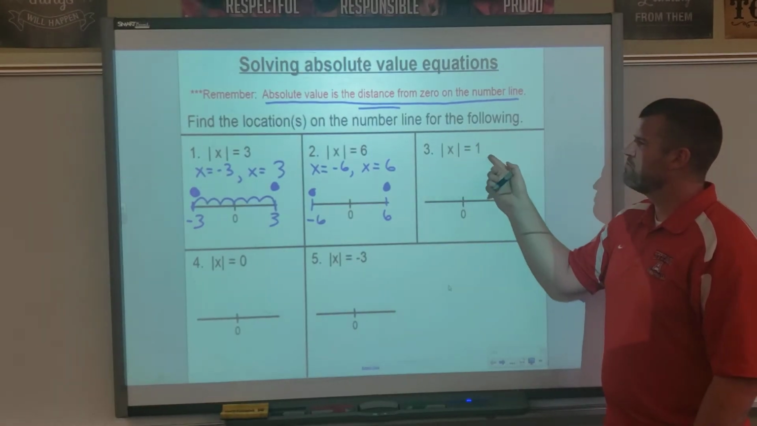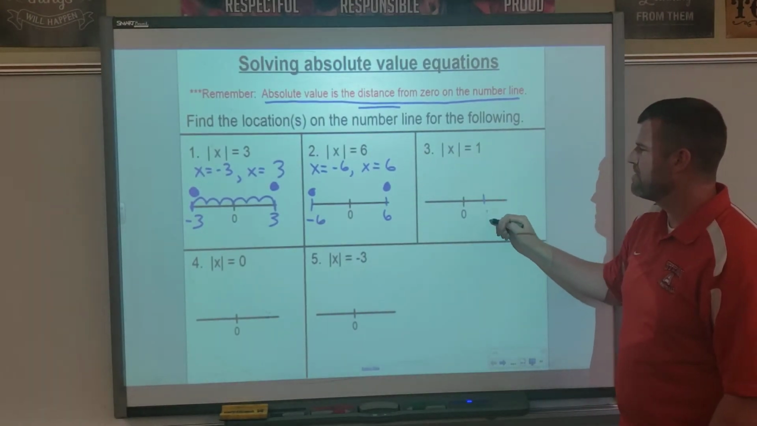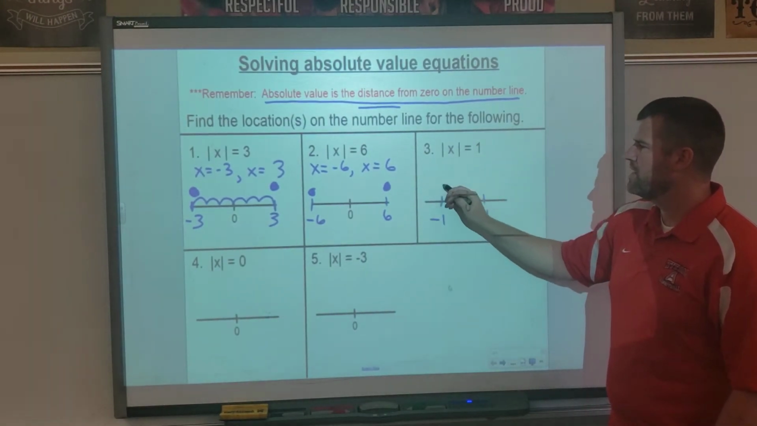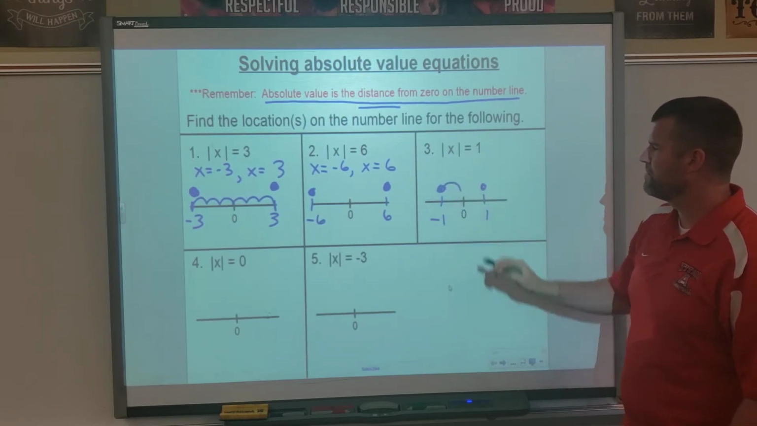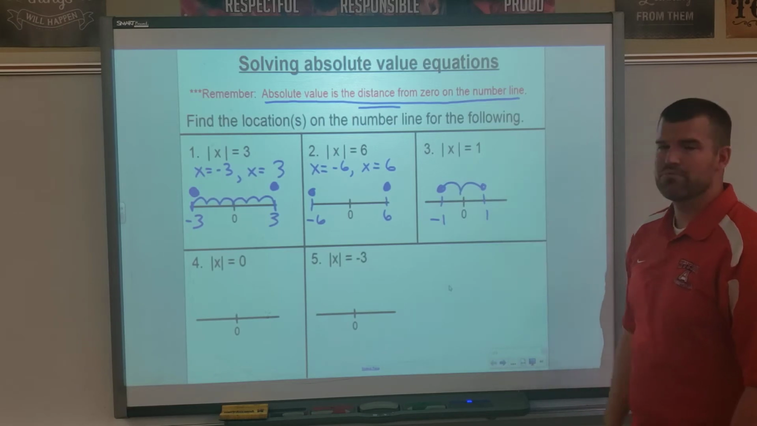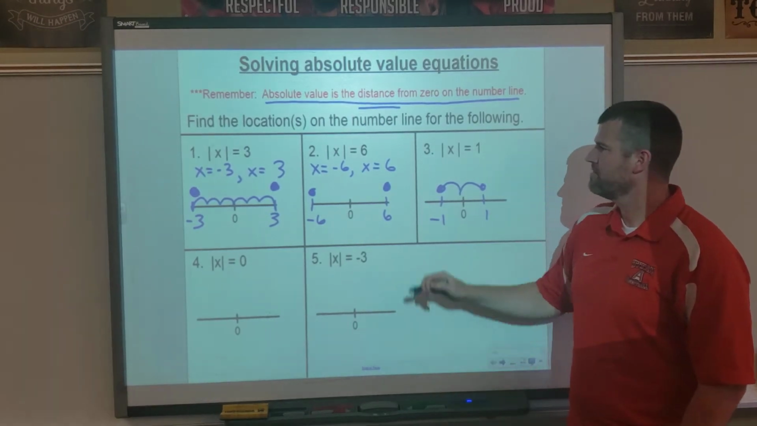If our distance is 1, well, then we're either at positive 1 or negative 1. Right? Those both have 1 spot away from 0, so they both have a distance of 1.